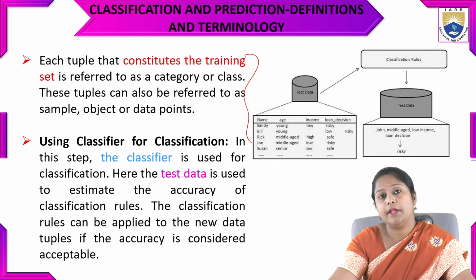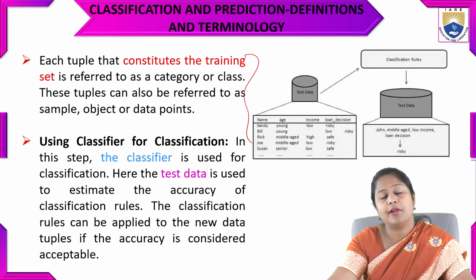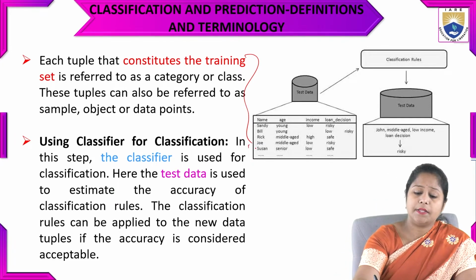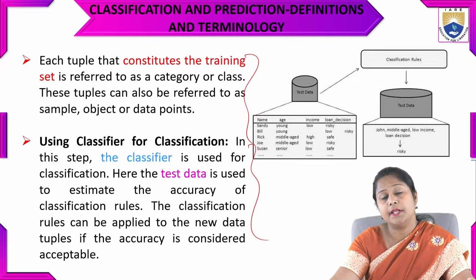So what we have in the training data set, we can also call a sample object and data points. The other method was using the classifier for classification. Why are we using the classifier for classification? In this step, the classifier is going to be used. We built the classifier in the earlier step, and here that classifier is going to be used to predict the test data.